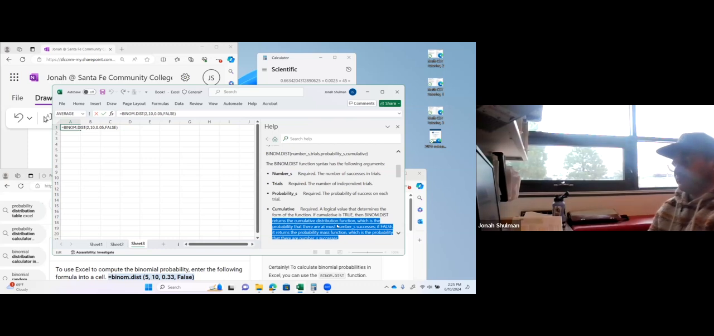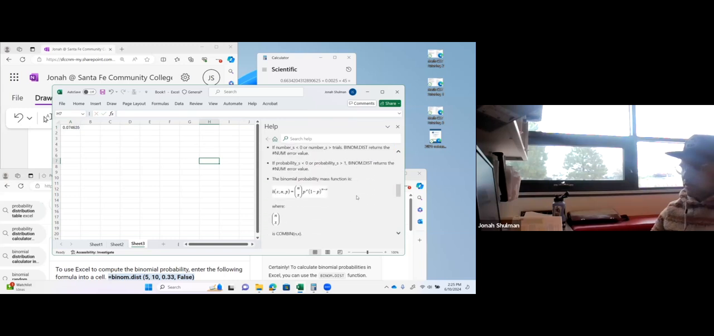Okay, so when we put true, true adds up. That makes sense, cumulative. This means it's adding up every single one before. So that's adding up 0 successes, 1 success, and 2 successes. Now, if false, it doesn't add them all up, we just want what happens when 2 people have it. That's what it'll do. So if they just ask you for a specific one, that's false, otherwise it's true. But guess what? It works. Isn't that so nice?